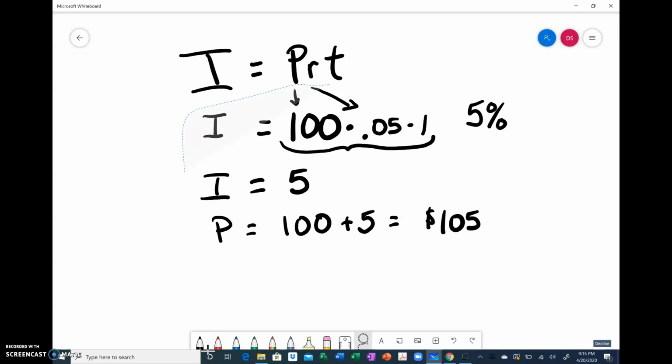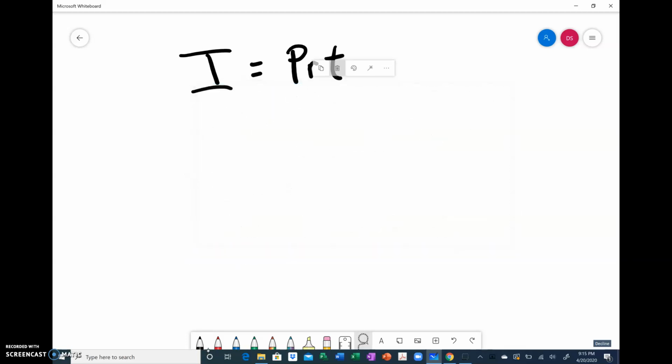I'm going to do some more examples. Feel free to email me if you're having trouble with this. I will go over it more with you individually if necessary.